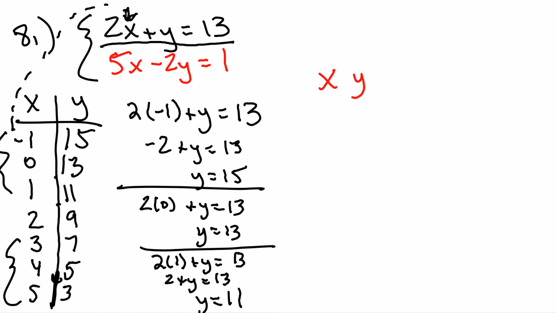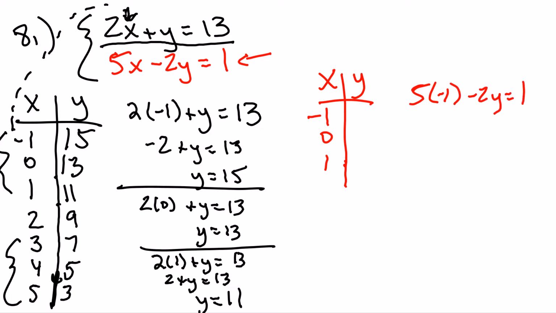Now I'm going to make a new XY chart. I'm going to use the same points, -1, 0, and 1, for this line. So I'm going to put 5 times -1 minus 2y. That's supposed to equal 1. I get -5 minus 2y equals 1. I add 5 to both sides. -2y equals 6. So y equals -3.